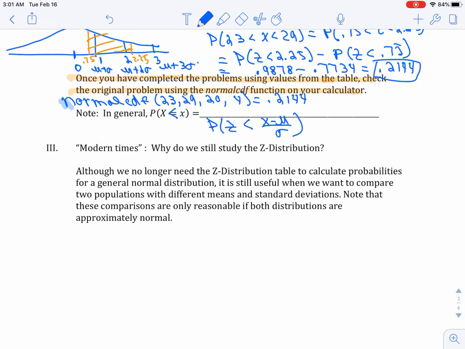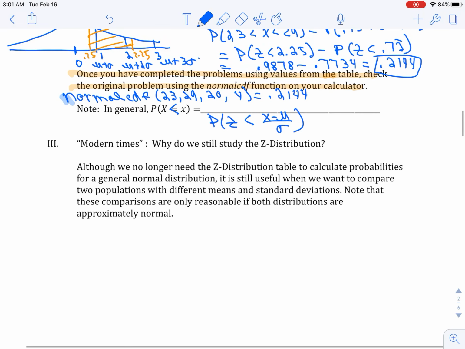This is video 3 of looking at the standard normal distribution. Now that we've practiced a lot of things with the table, you may be asking the question, why do we still need the z distribution? Because we don't need to look at the table and we can just put this into our calculator.